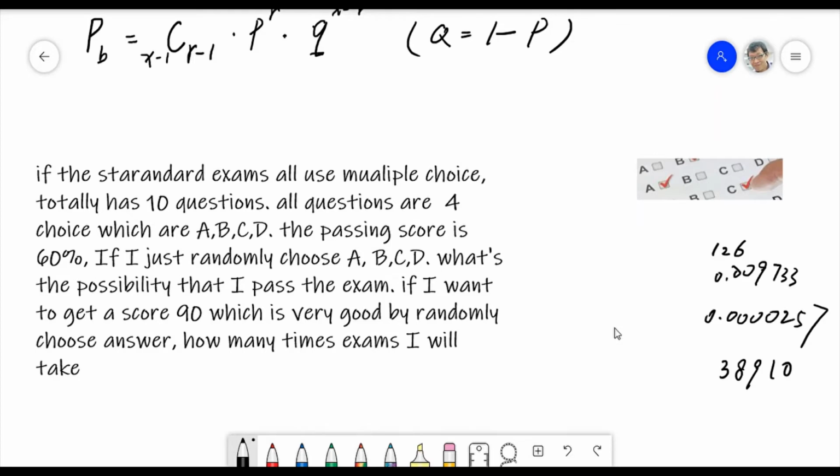The exam totally has 10 questions and all questions have 4 choices. You can see on the right side A, B, C, D only, right? If I just randomly choose A, B, C, D, that means I don't know any answer. I just choose by chance. This one is A, next time B, next time C. Just random. What's the possibility that I pass the exam?